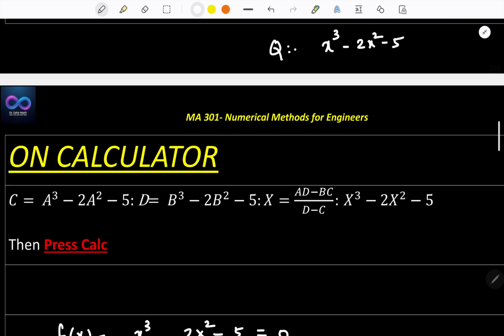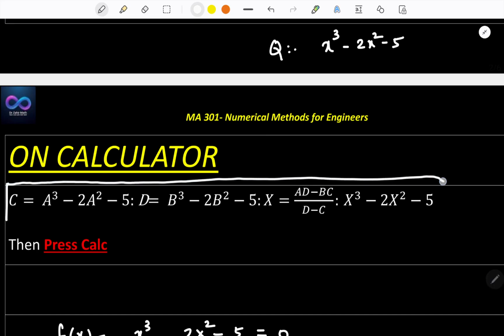So on the calculator, you type carefully. Now restart your calculator and go to shift mode, fix calculator 6 and then number 4 decimal. Okay. Type all these things, the formula, very carefully in the calculator. C is equal to A cube. Let me type also.